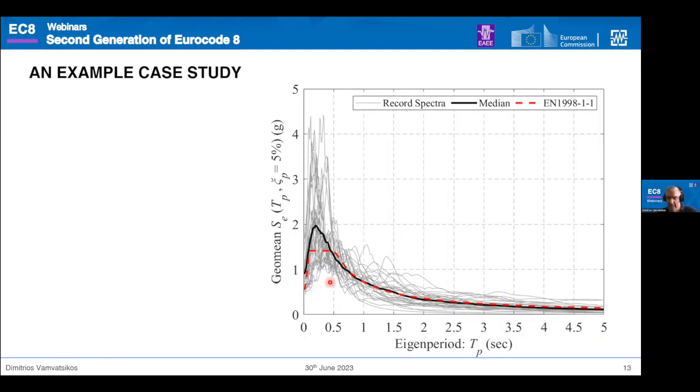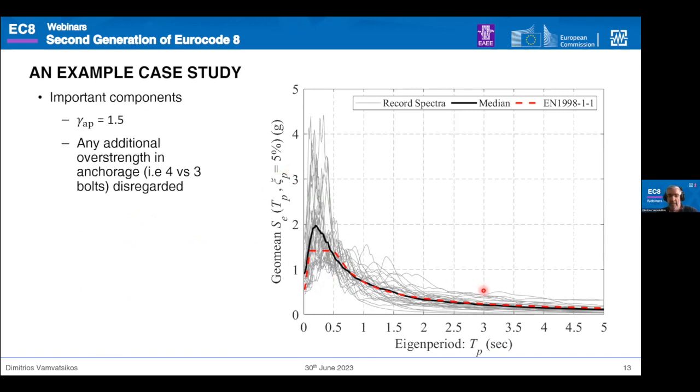Now, to do this properly, we selected ground motions. By the way, the components are also important, so they get an additional 1.5 overstrength. Any additional overstrength we disregard completely because, well, as we all know, there's no 3.5 bolts. You will have to put 4. So yeah, let's forget that one because uniformity impacts all methods. We're going to use response history analysis. Now the records are shown here.